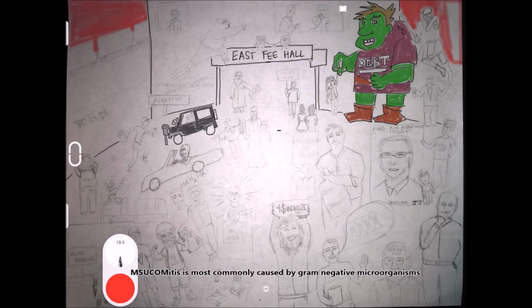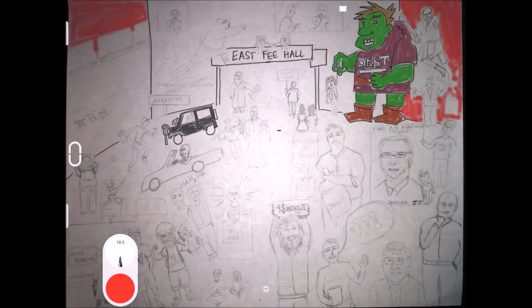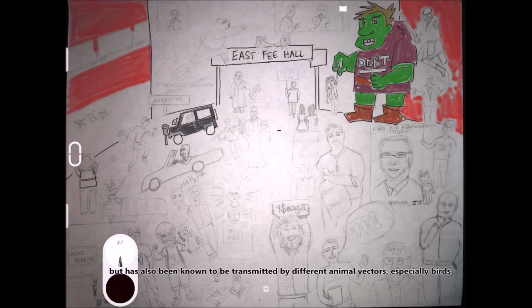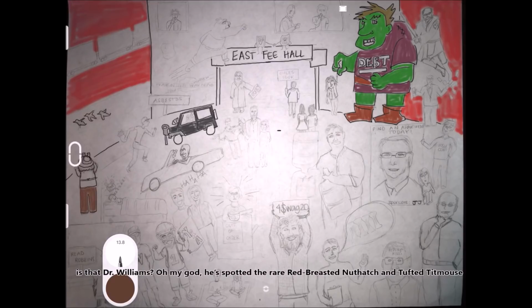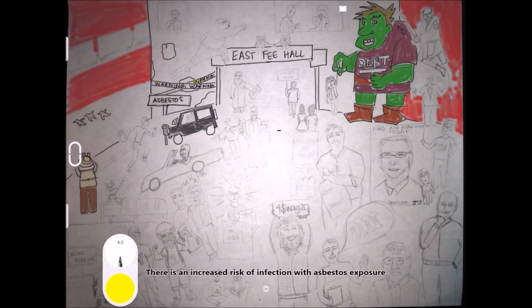MSUCOM is most commonly caused by gram-negative microorganisms, but has also been known to be transmitted by different animal vectors, especially birds. We've drawn the classic red background indicating gram-negative staining, and wait, is that Dr. Williams? Oh my god, he spotted the rare red-breasted nuthatch and tufted titmouse. There's an increased risk of infection with asbestos exposure, which shouldn't be hard to remember because we have all studied at Fee Hall.